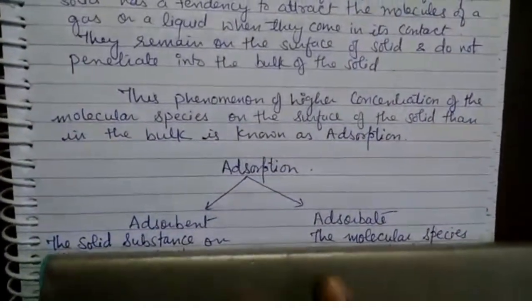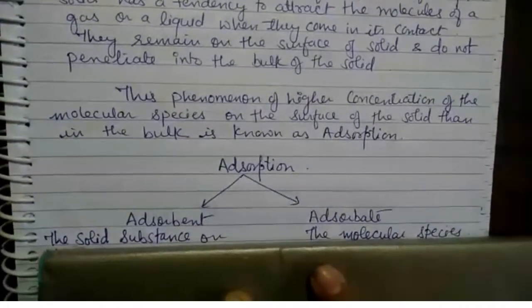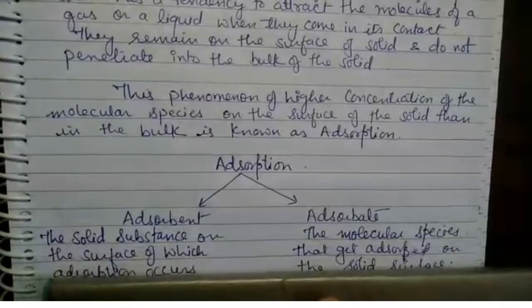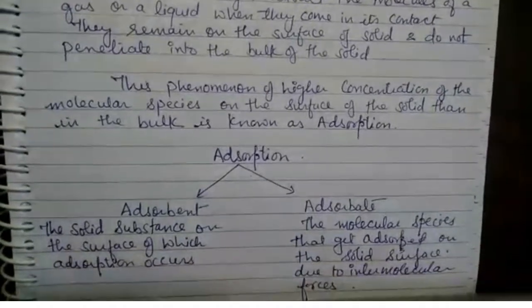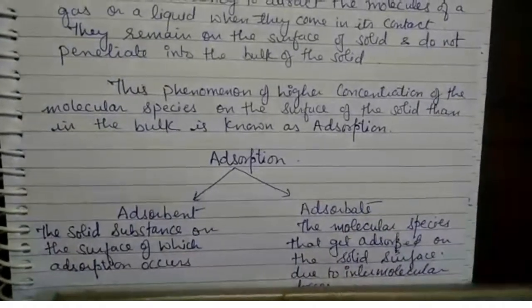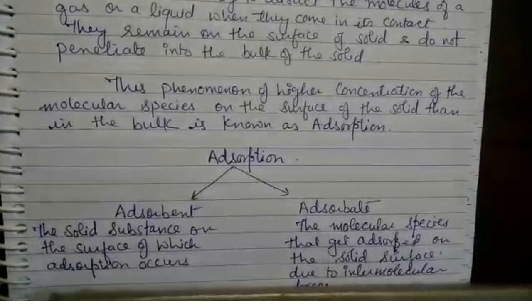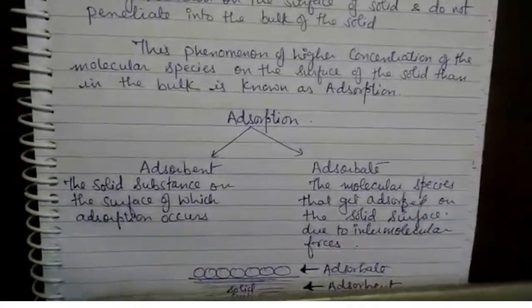Now, adsorption consists of two components. One is the adsorbent and the other one is the adsorbate. The solid substance on whose surface the adsorption occurs is known as the adsorbent, and the molecular species that get adsorbed on the solid surface due to intermolecular forces is known as the adsorbate.